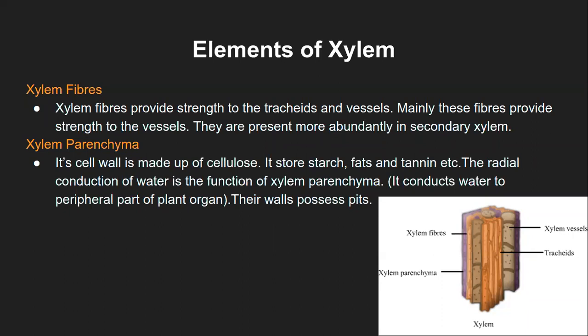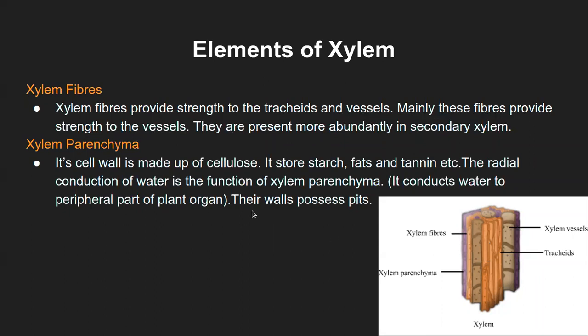That supporting structure is like a xylem fiber, because the pipe is kind of fluid, it will just bend anywhere due to gravity and stuff. So if it has to stand, it needs a supporting structure, and that is what xylem fibers are, which provide strength to the tracheids and vessels. Mainly these fibers provide strength to the vessels.